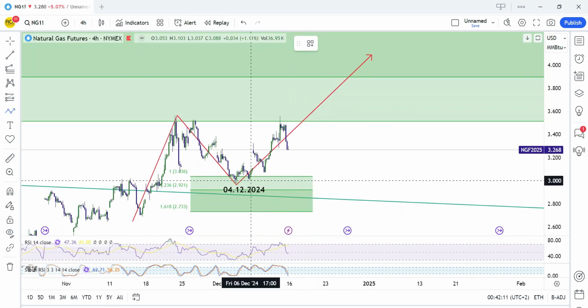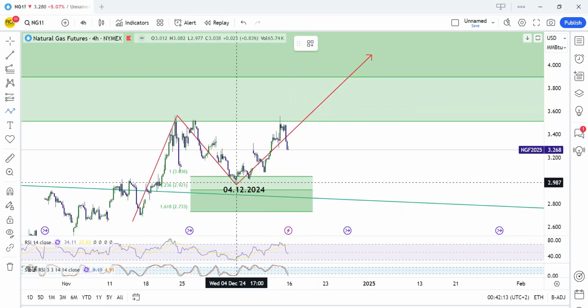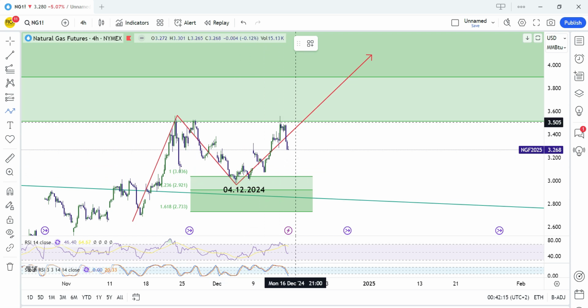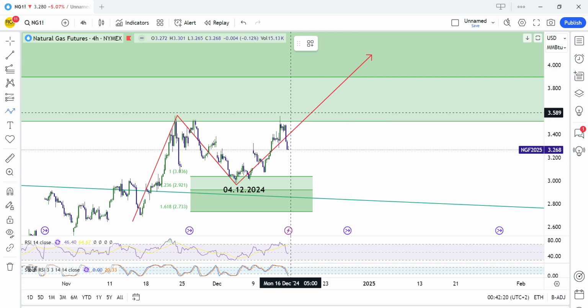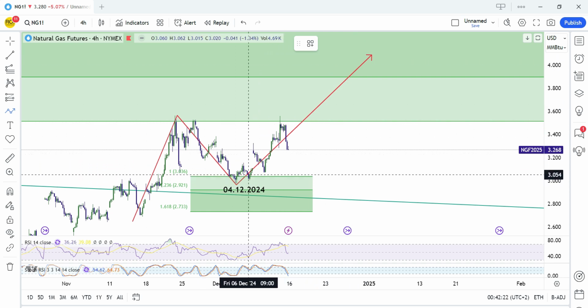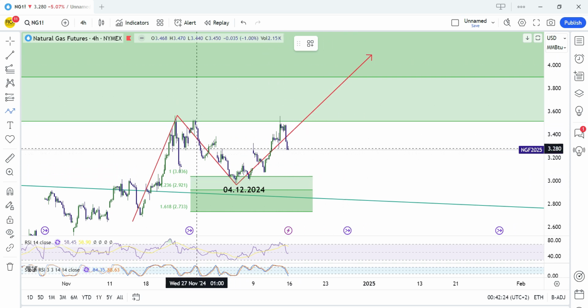Natural gas, we expected the market from these lows from the 4th of December to start another cycle to the upside, ideally to reach the $4 area. We have completed the first part of this cycle.